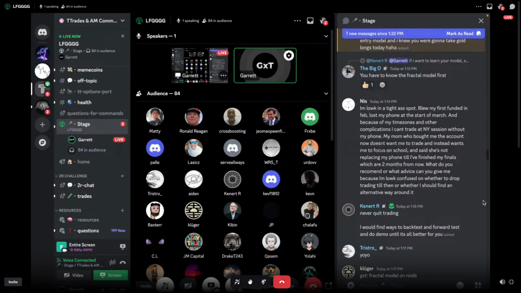I'm low-key in a tight spot. Blew my phone dead in Feb, lost my phone at the start of March, and because of the time zones and other companies, I can't trade in New York session without my phone. My mom, who bought me, doesn't want me to trade, and instead wants me to focus on school, and said she's not replacing my phone until I finish my finals. What do you recommend? Any advice? Because I'm confused on whether to drop trading.